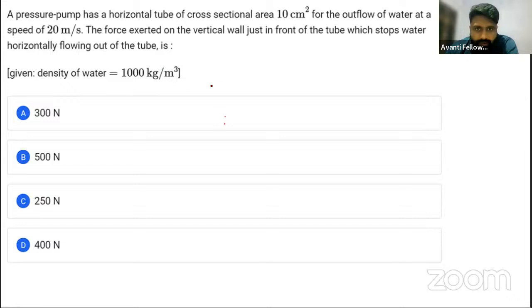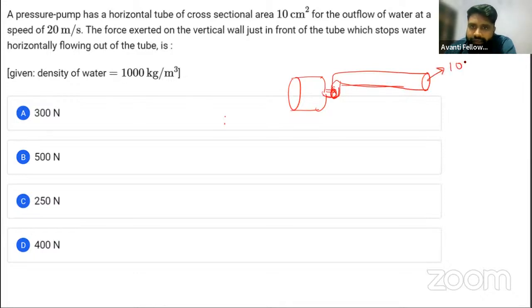So in this case, we have a pump which supplies the water in a horizontal tube. This is the tube we have, with cross-sectional area 10 centimeters square. And the water flows with a speed of 20 meter per second.